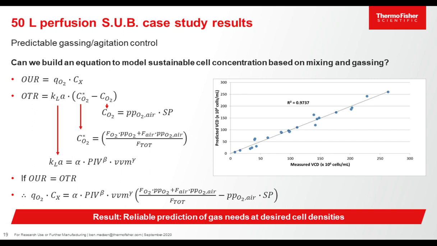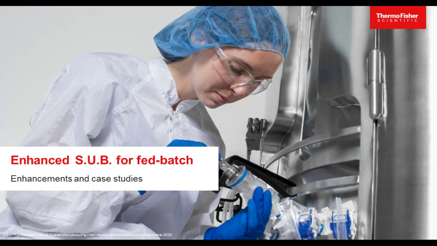and gas flow rate. And when we take the data from this case study and plot it out to measure predicted VCD according to our basic model, we see a strong correlation. This leads us to conclude that we can reliably predict gas and agitation demands for specific cell densities while maintaining desired DO and CO2 set points in the reactor.